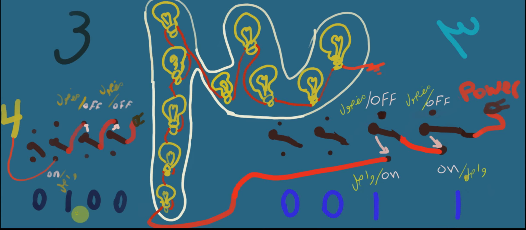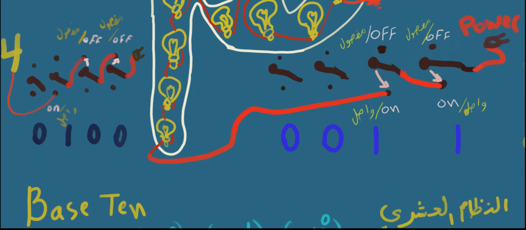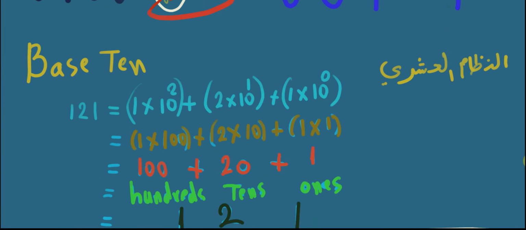This here is number four, because in a binary system, or a base two system, the one in the third place equals four. The one in the ones place is one. The one in the second place is two. So two and one is three. And this is the basic idea behind the base two system.